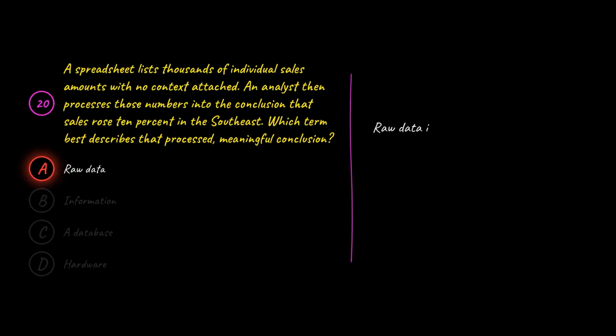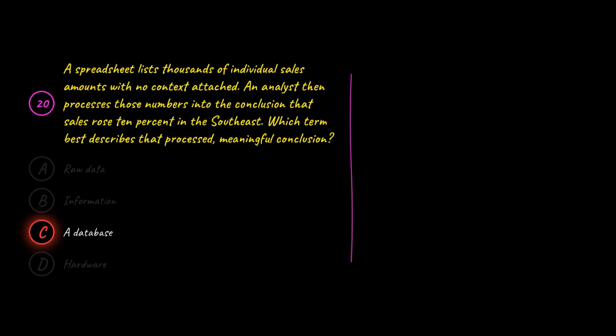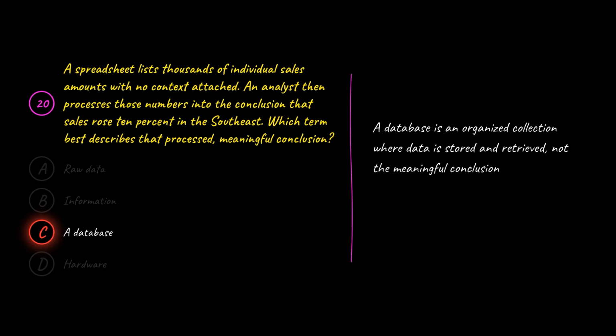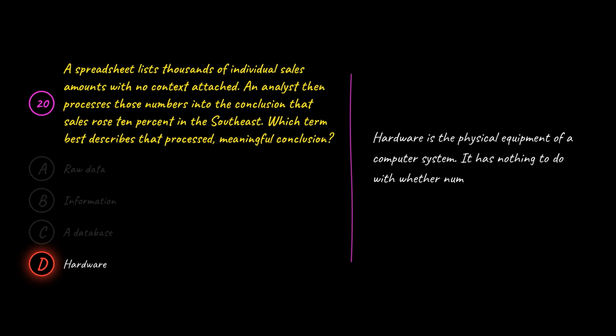A is wrong because raw data is the unprocessed facts and figures with no context, which describes the original list of sales amounts, not the conclusion. The finished conclusion is more than raw data. C is wrong because a database is an organized collection where data is stored and retrieved, not the meaningful conclusion drawn from it. The spreadsheet might hold data, but the insight itself is information. D is wrong because hardware is the physical equipment of a computer system. It has nothing to do with whether numbers have been turned into a meaningful conclusion.